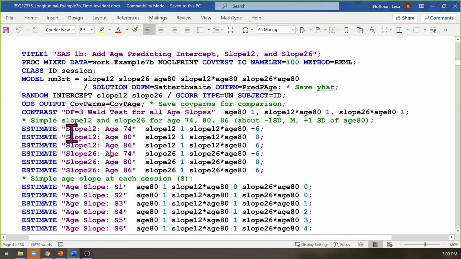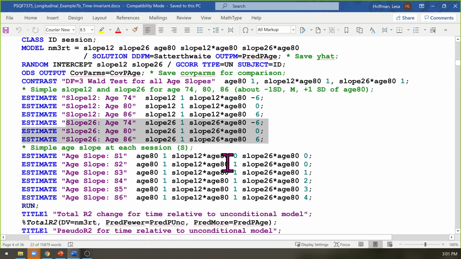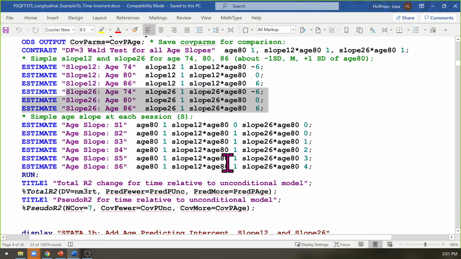So SAS doesn't care what you type here. It insists you type something, but it doesn't care what that is. So you can write as many or as few words as it takes for you to remind yourself what you're estimating. The way that I'm writing these is, first, what am I estimating, colon, who am I estimating it for? So this is slope 1, 2 for a 74-year-old. Same exact structure for slope 2, 6, just swapping out those fixed effects in terms of the words that I typed here. Okay, with me?